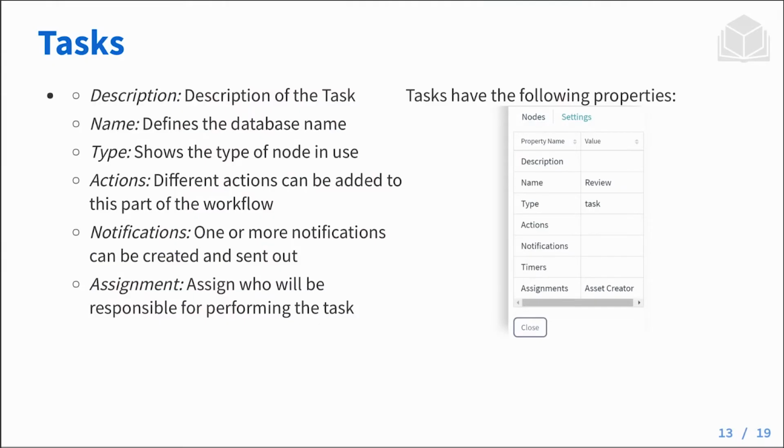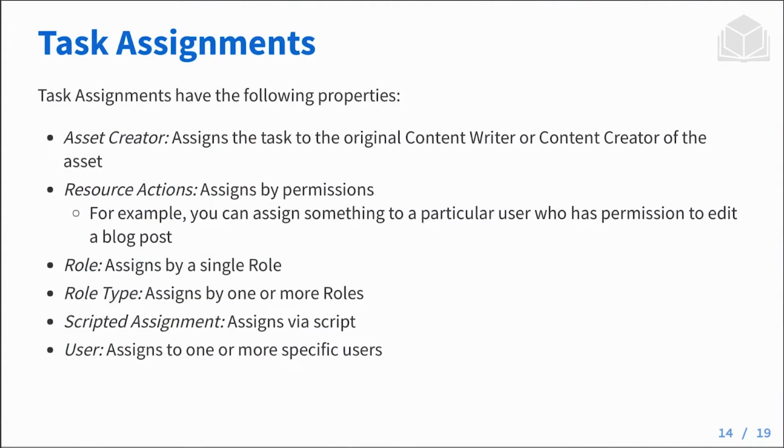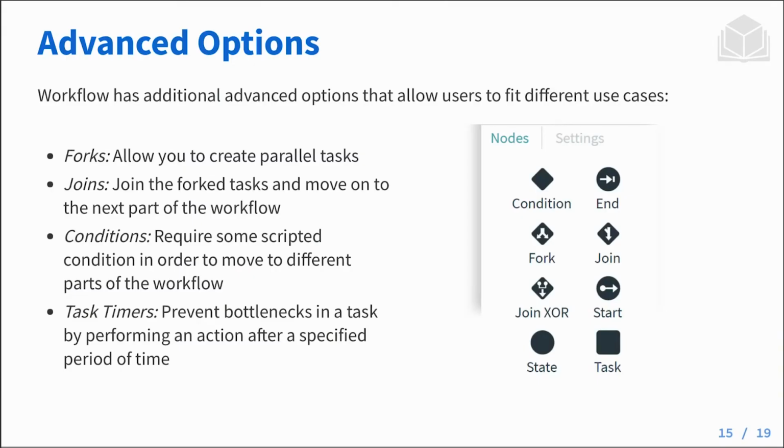Like I said, notifications can be sent out to a number of different stakeholders, those who are actually in the process, but also those who are outside of the process who need to know the status of the asset being reviewed or whatever it might be. Okay. And then of course the assignment, that's where we're going to do that fourth key part. We are going to add the task assignee here. It could be, again, the asset creator. It could be a role type, an individual user, or something like a scripted assignment.